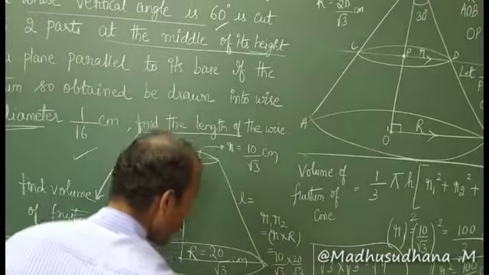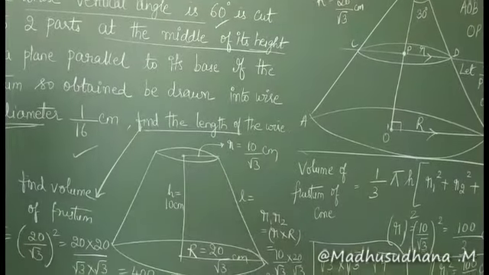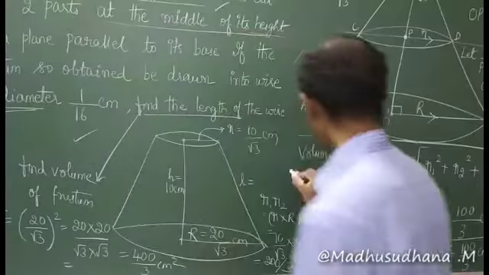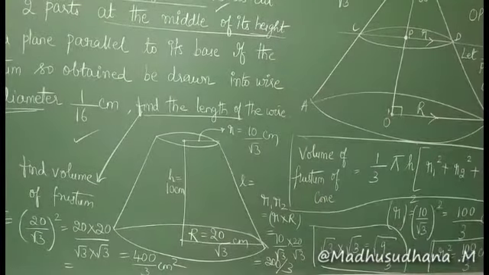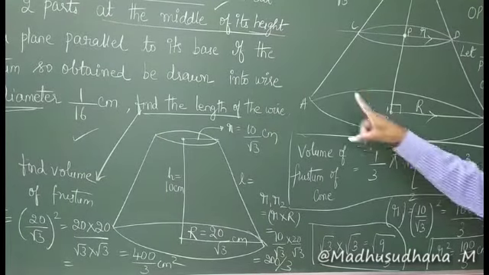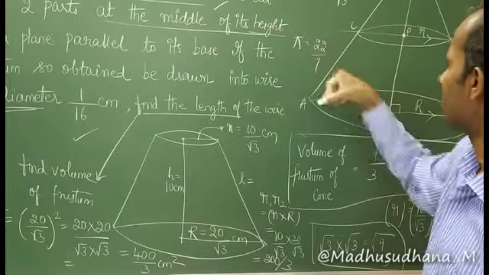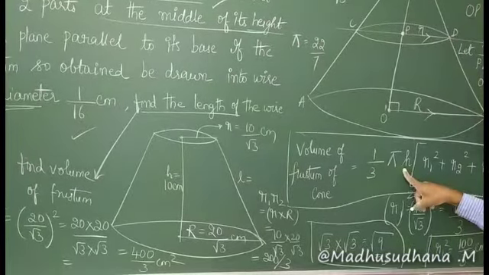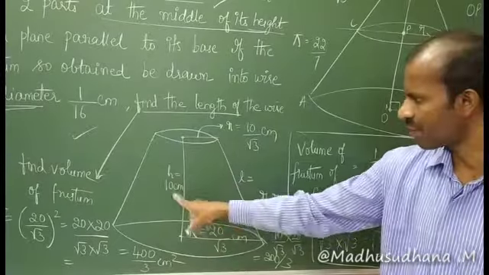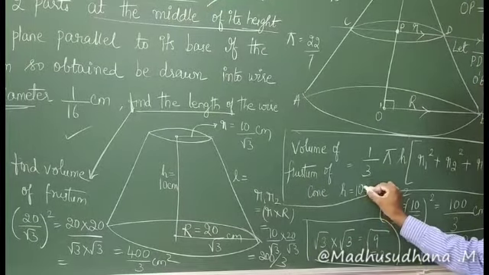So I shall get 200 by 3. With this calculation, we can further find the volume of the frustum of the cone. If the value of pi is not given, let us take 22 by 7. Next is h, the height of the frustum. The h of the frustum is 10 centimeters here. So h is equal to 10 centimeters.